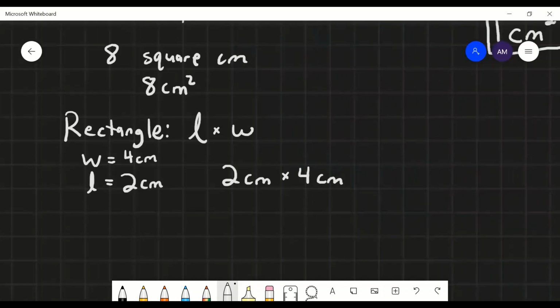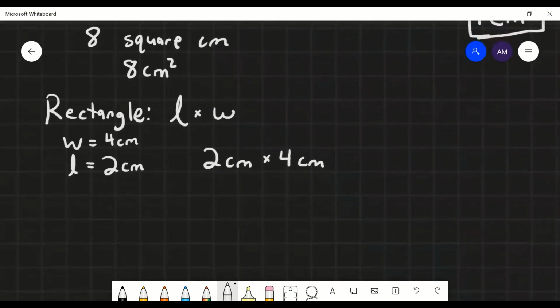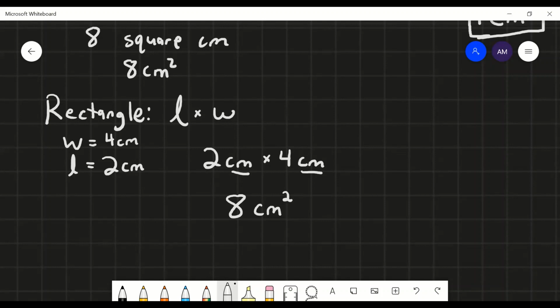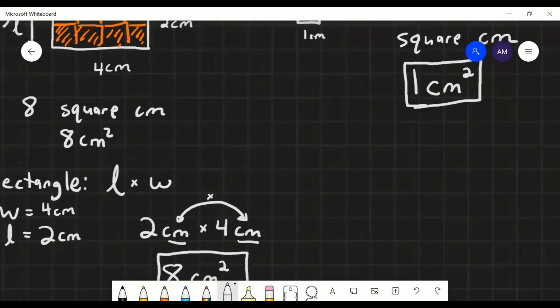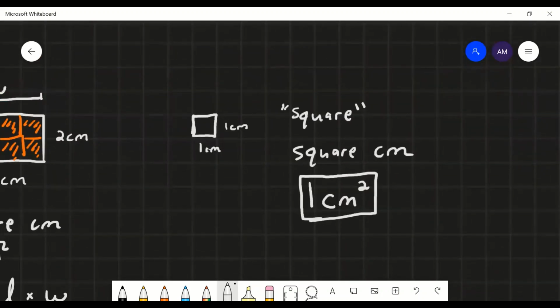Now, interestingly enough, and I find most people don't really realize this, 2 times 4 is 8, of course, but a centimeter times a centimeter, anything times by itself would make that thing squared. So this actually does make 8 centimeters squared because it's a centimeter times a centimeter. So if we read this, we read 8 centimeters squared, or 8 squared centimeters. It actually goes back to our definition of a square centimeter, which is an actual square that is 1 centimeter by 1 centimeter.